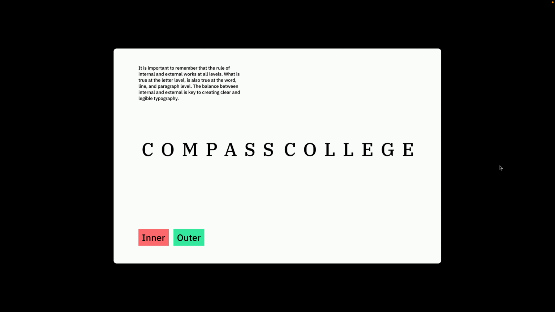It is important to remember that the rule of internal and external works at all levels. What is true at the letter level is also true at the word, line, and paragraph level. The balance between internal and external is key to creating clear and legible typography. The red is inner, the green is outer. If we look at each word separately, then within the letters is inner, between the letters is outer.